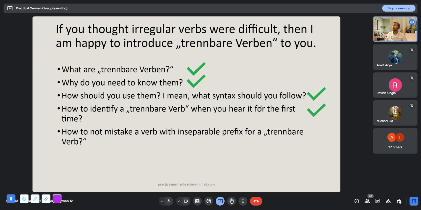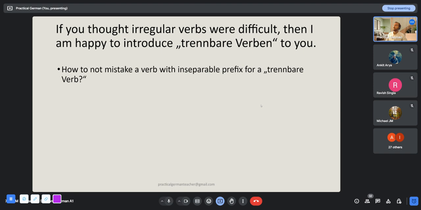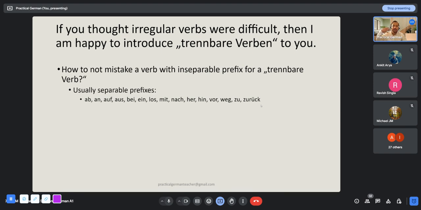Now, how to not mistake a verb, just by looking at it. If you read a sentence, how do you know whether that verb is separable or not? You will see a prefix. So how do you know that? There are some prefixes. Whenever you see them as part of a verb, you can be right, not all the time, but with some assurance, that it is a separable prefix. And if the prefix is separable, the verb is also a trennbare verb.